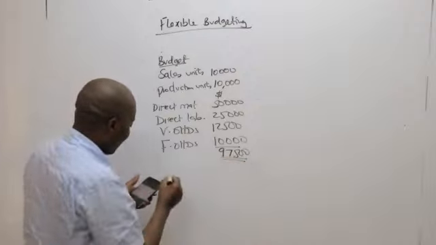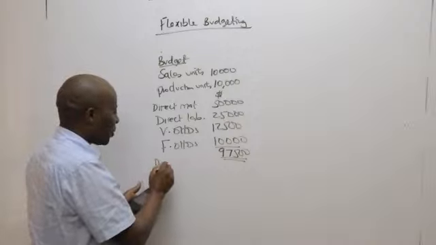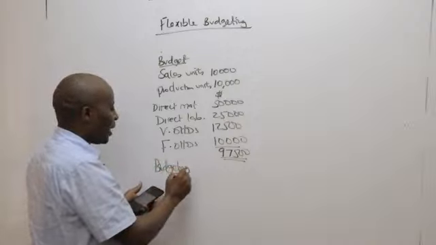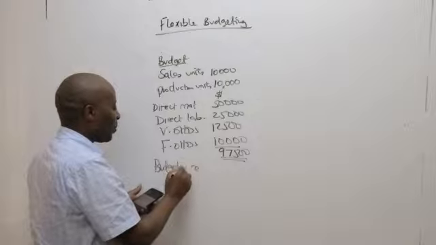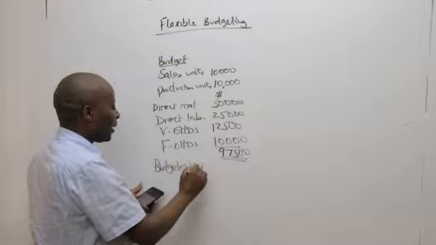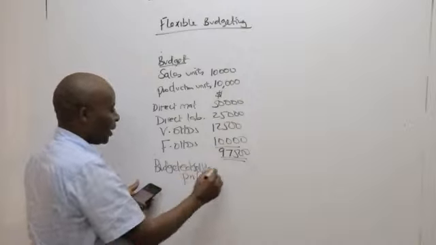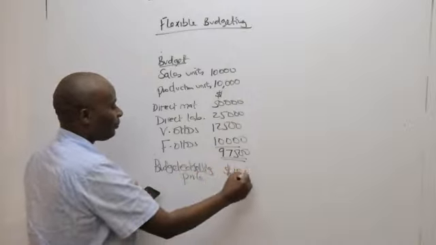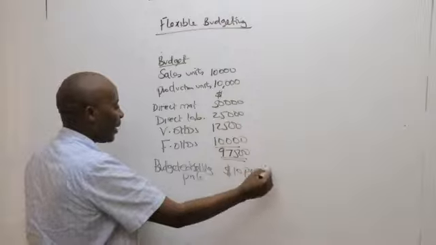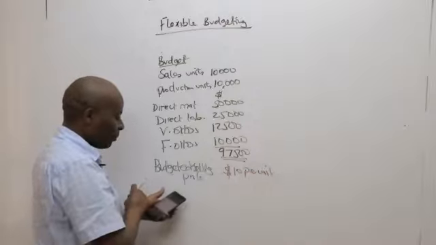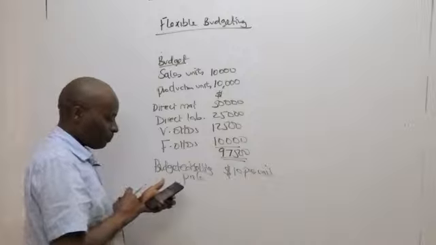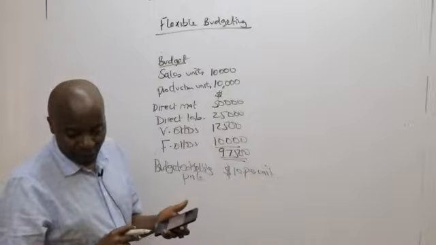And then they have given us the budgeted selling price. Budgeted selling price is $10 per unit, full stop there.